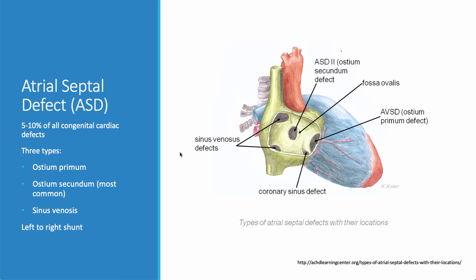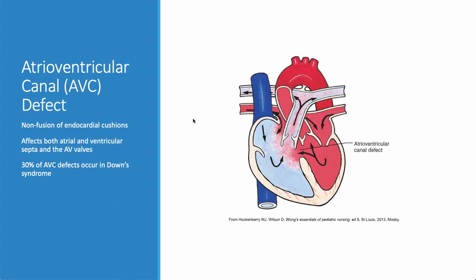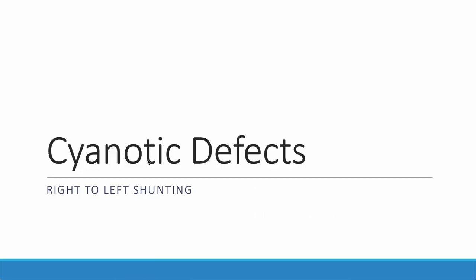Another reason that you can have left to right shunting or acyanotic heart defects is from an ASD, an atrial septal defect, or more commonly a VSD. And there are different kinds of VSDs. But when the left ventricle contracts, it squirts blood through that VSD into the lower pressure right heart. But now you end up with right heart problems because of increased pulmonary vascular resistance. Okay? There's AVC defects as well. But those are the big reasons that you would have an acyanotic heart defect.